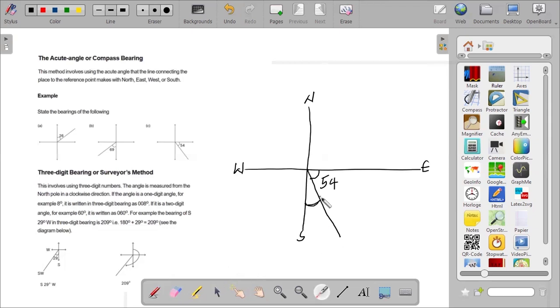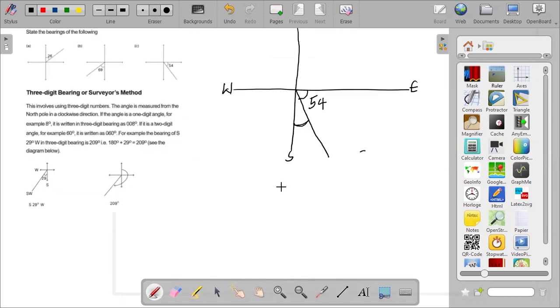So the bearing of this line is 26 degrees southeast, not 54 degrees southeast. That would be wrong. The bearing of this very point in the sheet is 90 minus 54, which is 26. So 26 degrees southeast is the bearing of this line here.